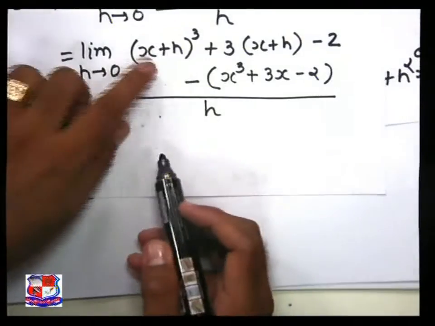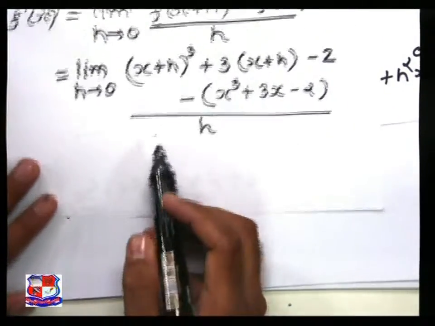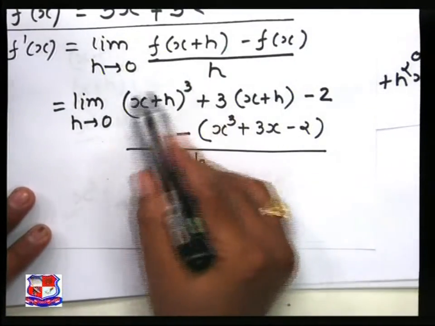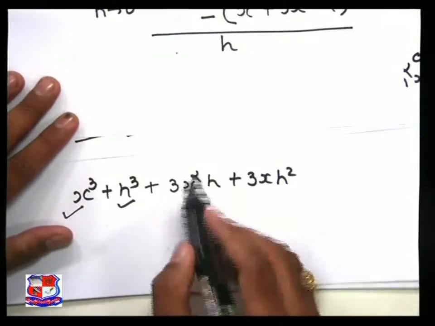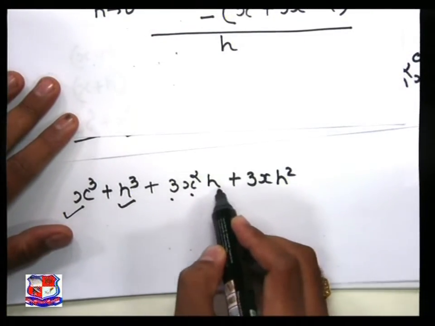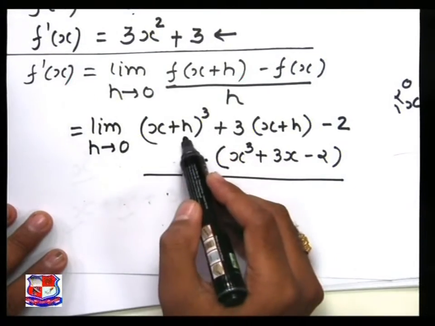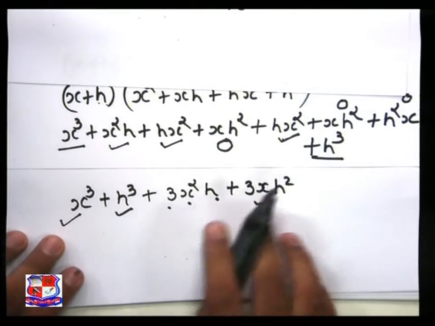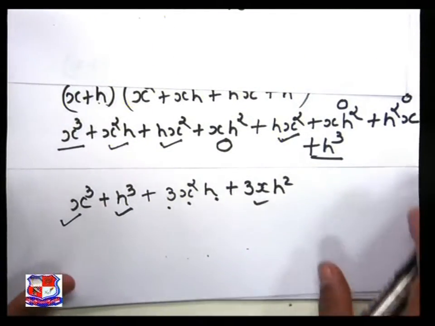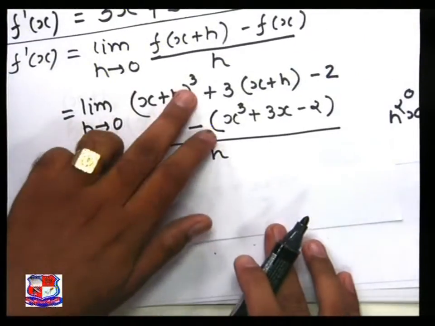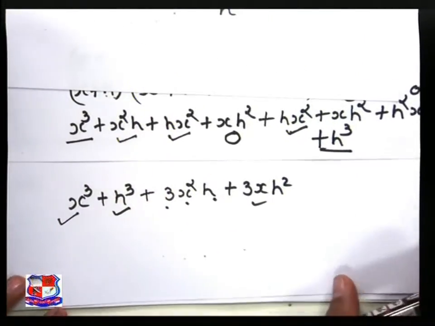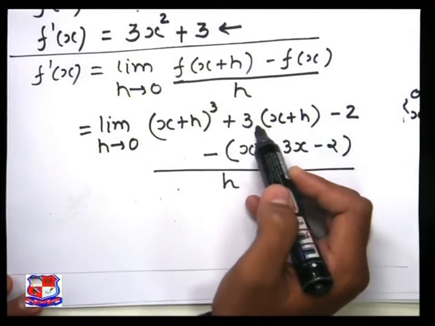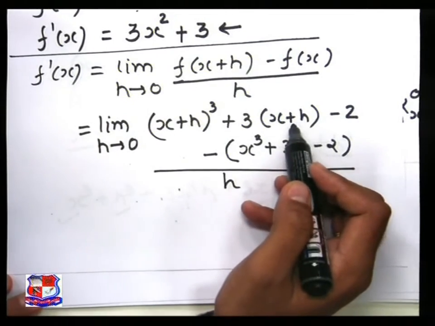Write the first term cube, that is x cube. Write the second term cube, that is h cube. Write 3 into first term square into second term, then write 3 into second term square into first term. So we can write 3 into first term into second term square. So we can write x plus h cube equal to this value. Now this 3 multiplied with x becomes 3x, and this 3 multiplied with h becomes plus 3h.